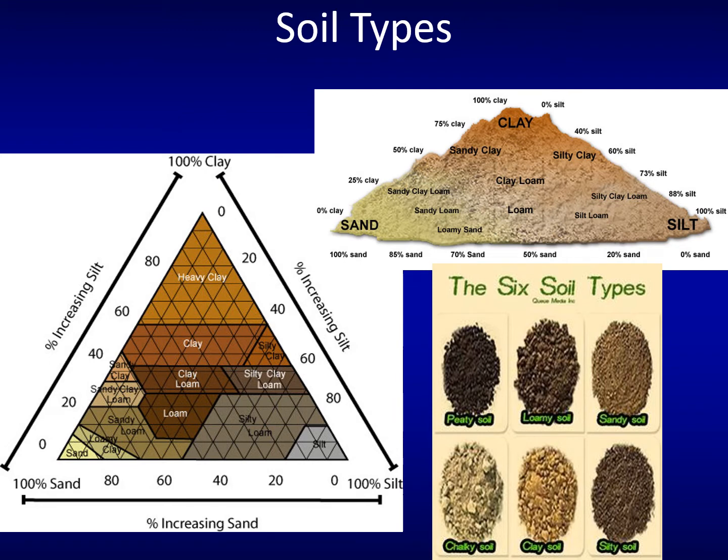When you mix the different types of particles, sand, clay, and silt together, you get all the different soil types. And of course, there's a whole science to this. But essentially, you can get 6 major types of soil: peaty soil, loamy soil, sandy soil, chalky soil, clay soil, and silty soil. And again, the term loam is used for a mixture of clay, silt, and sand. And different percentages make different types of soil.